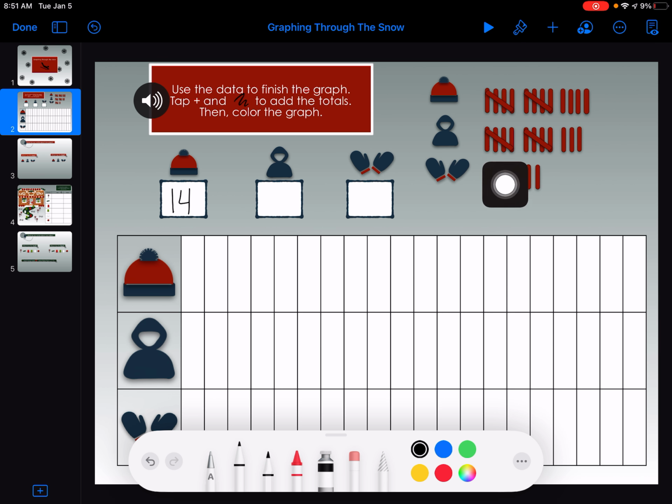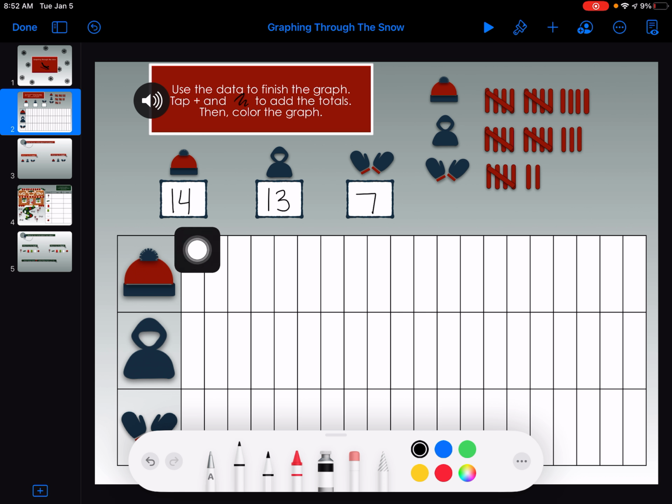Now I need to count how many jackets there are. Let's count together how many tally marks there are to represent jackets. Remember, skip count when you see a group of 5 and then add the rest. Ready? 5, 10, 11, 12, 13. So there are 13 jackets. Now let's count how many mittens. Ready? 5, 6, 7. 7 mittens.